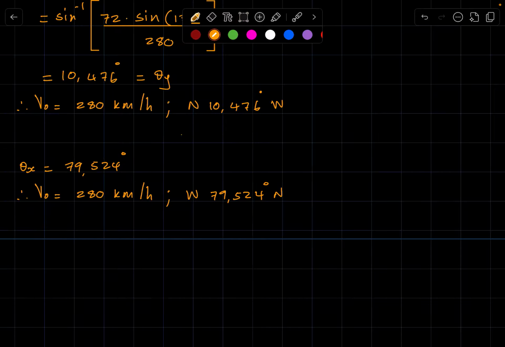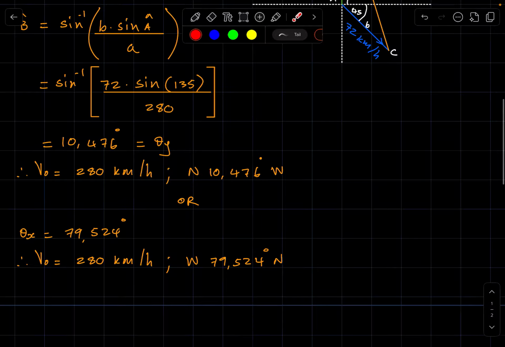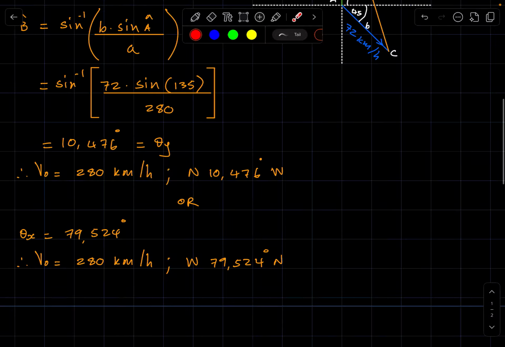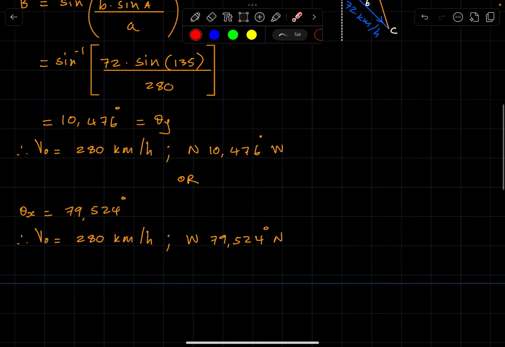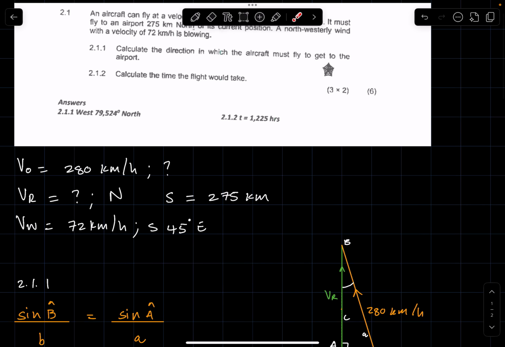Let's say, or, right? And that is how you would approach such a question. So the direction here, if your angle is referenced from the y-axis, this is your direction. If your angle is referenced from the x-axis, this is the direction of flight, right? Hopefully that was clear.